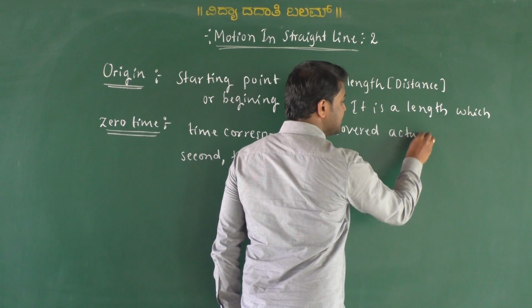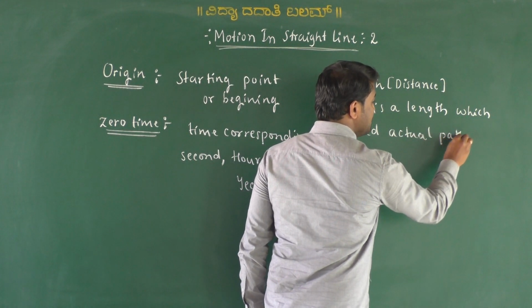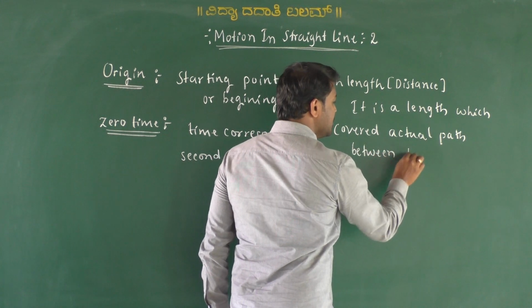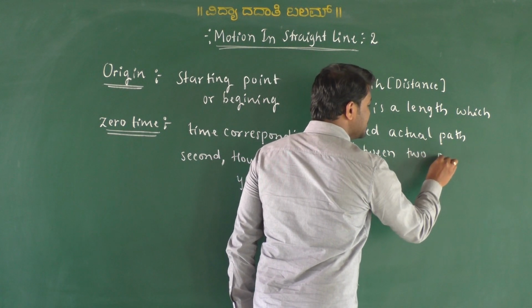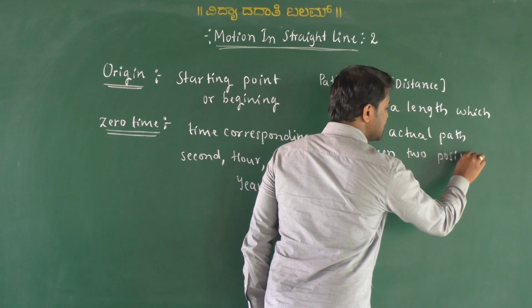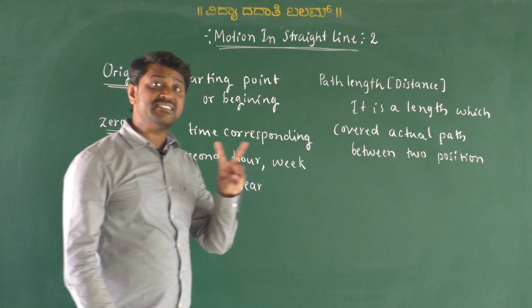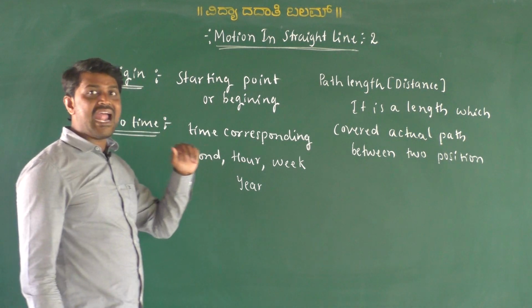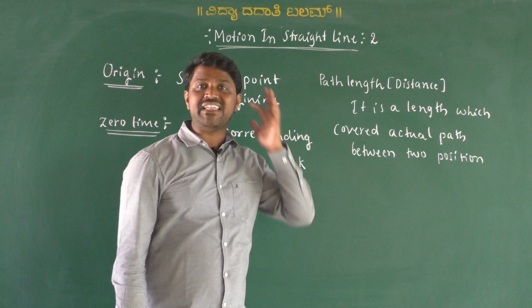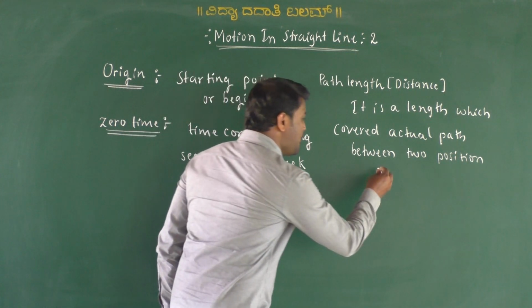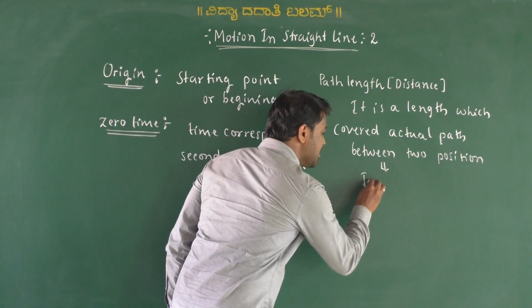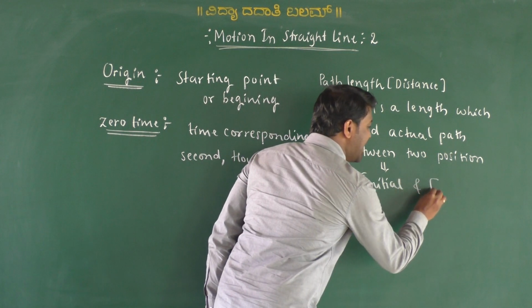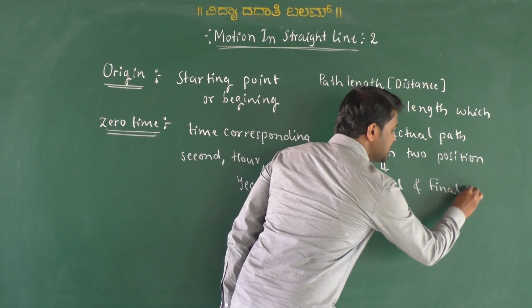Which covered actual path between two positions. What are those two positions? The beginning point is called the origin, and the destination is called the final point. So the two points are the initial and final positions.